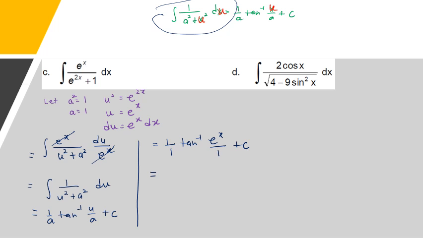Okay, simplify. Satu per satu, satu lah. So, tangent inverse exponent X, okay, plus C. So, this is the answers. Okay. And then D. D saya tinggal lah. Alright. So, you're doing yourself. The answer is 2 over 3 sine inverse 3 sin X over 2 plus C. Okay, ni dia punya function kat dalam sin inverse. Alright.